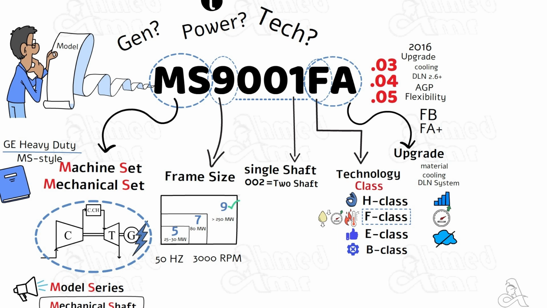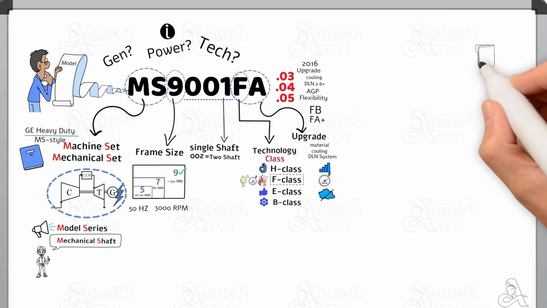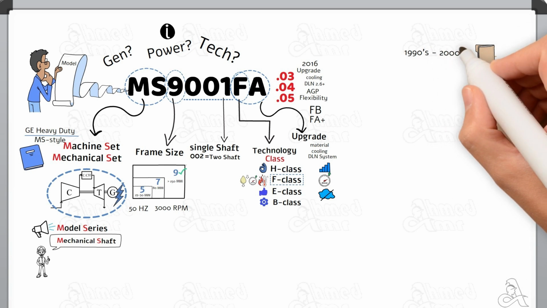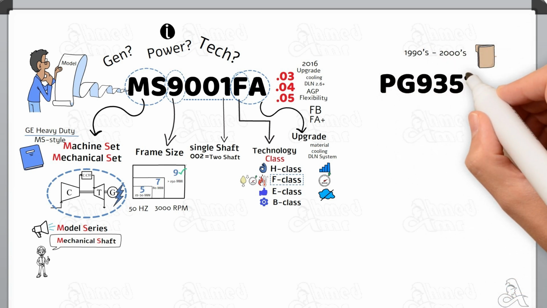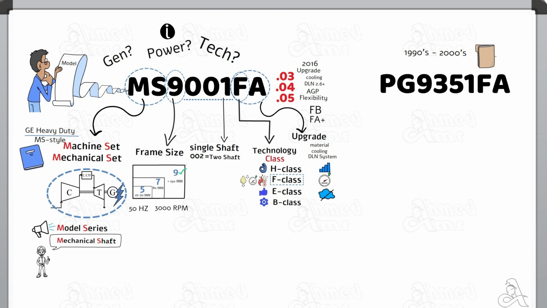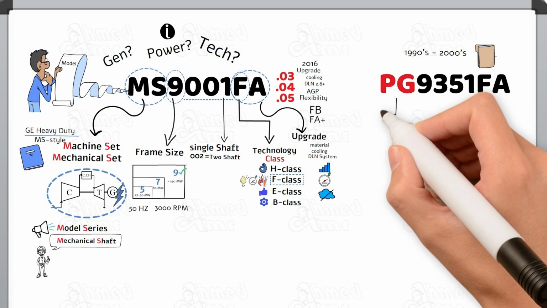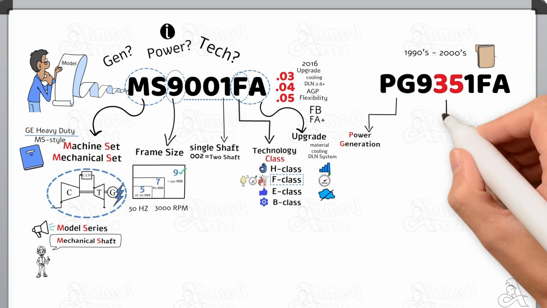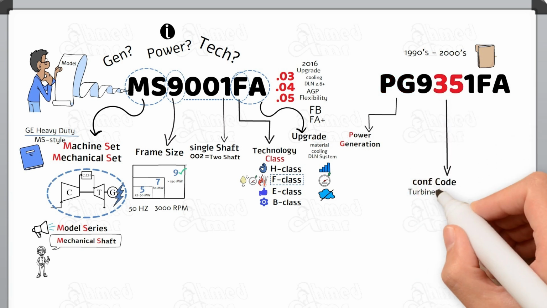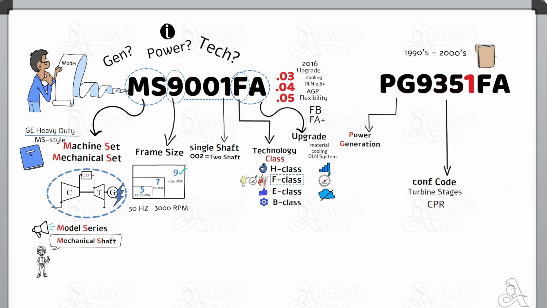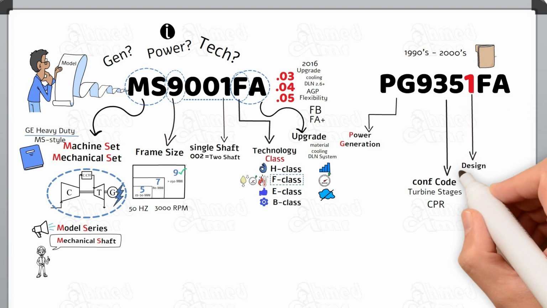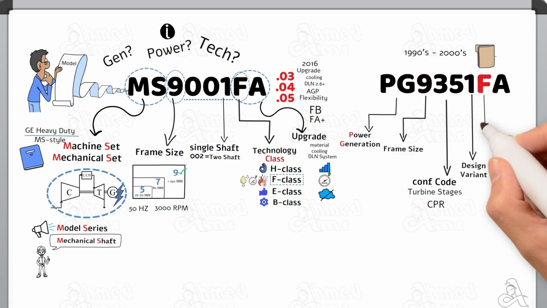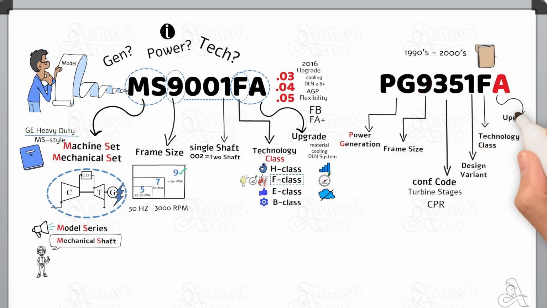There's also another naming system that GE used in some documents, especially in the 1990s and early 2000s. You might see a model written as PG9351FA. It's the same turbine, just a different naming convention. PG usually means power generation. The numbers 3 and 5 are GE internal configuration codes related to turbine stages and compressor compression ratio. The rest of the code is the same idea. 9 is the frame size, F is the technology class, A is the upgrade version.